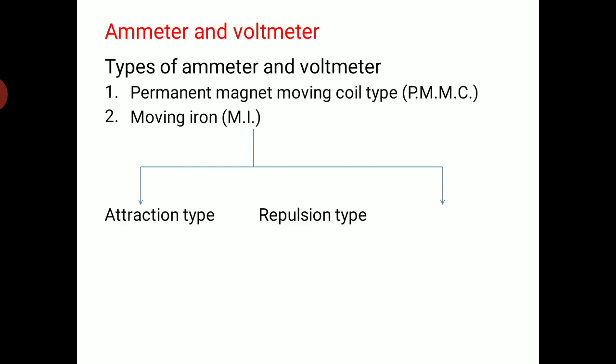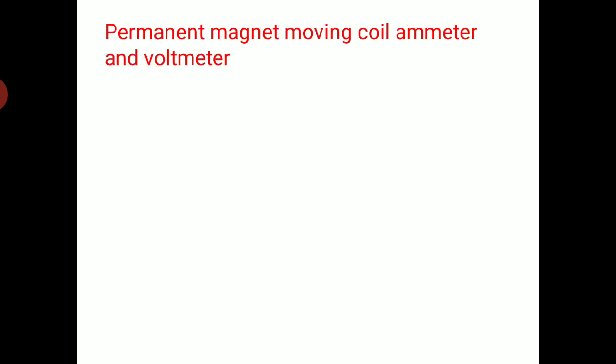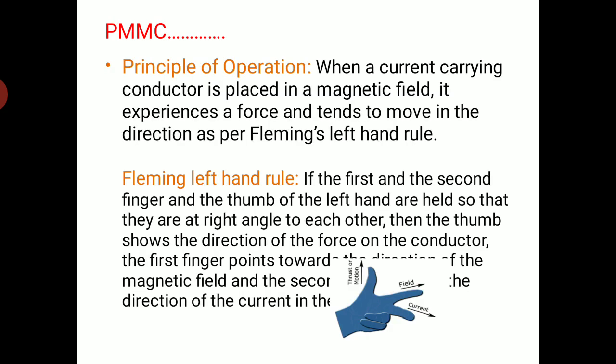One is permanent magnet moving coil type instruments. We call it PMMC. The other is moving iron instruments, MI instruments. These MI can be classified into attraction type as well as repulsion type. The permanent magnet moving coil may be an ammeter or a voltmeter.